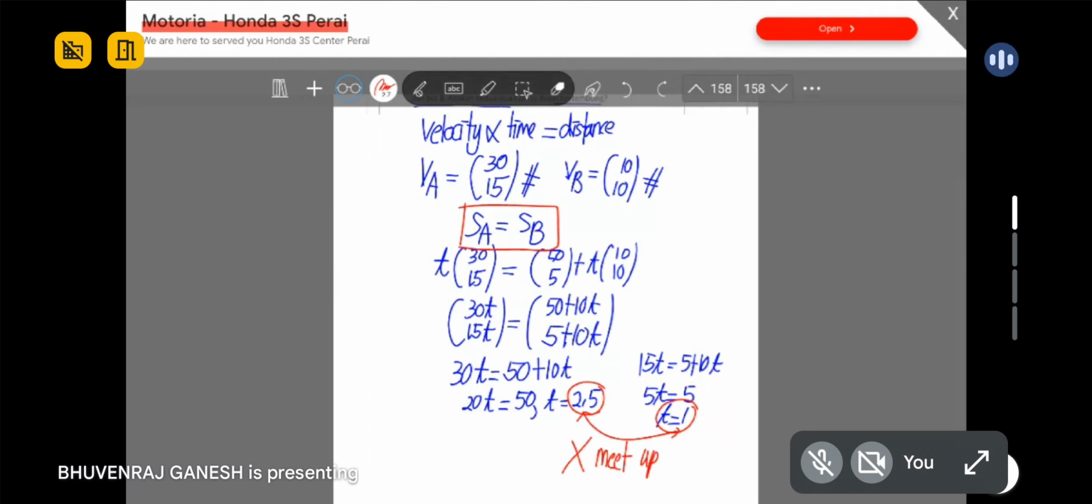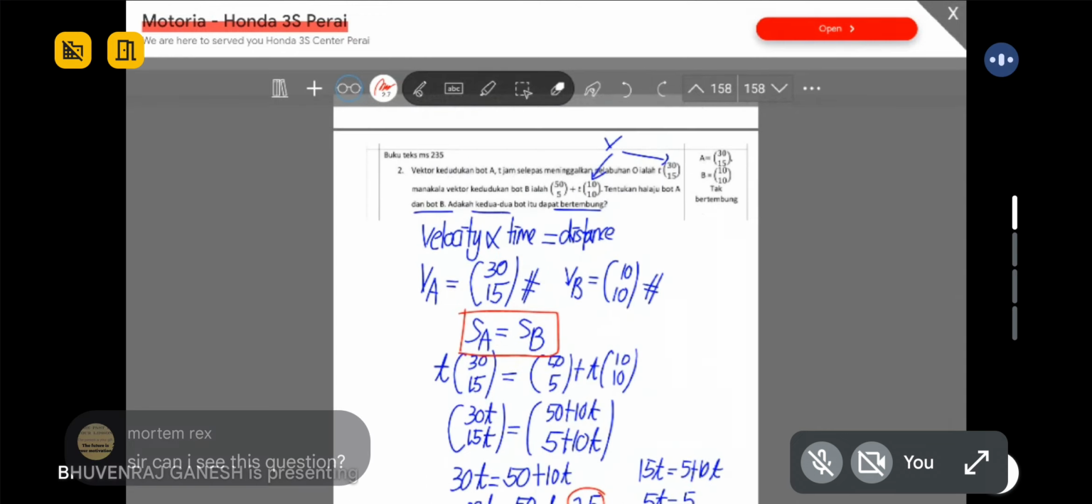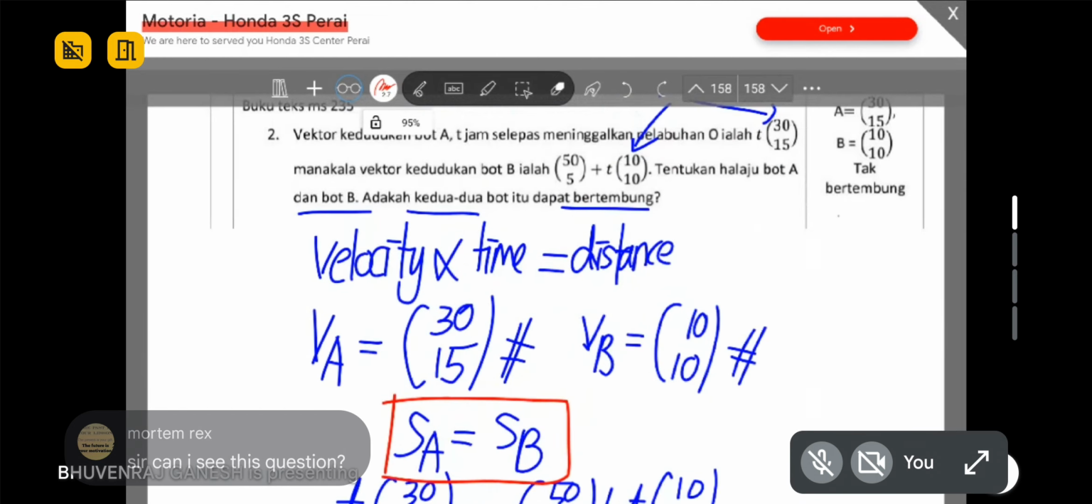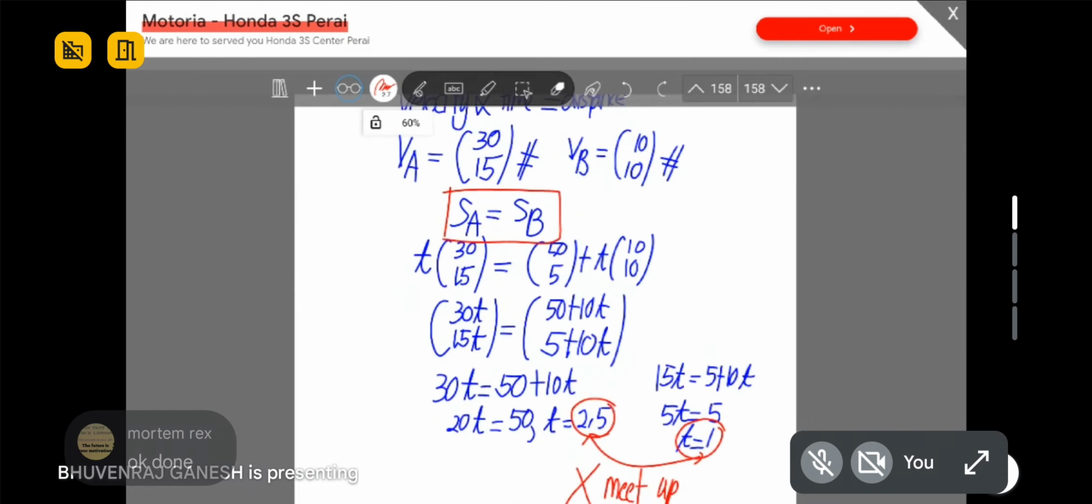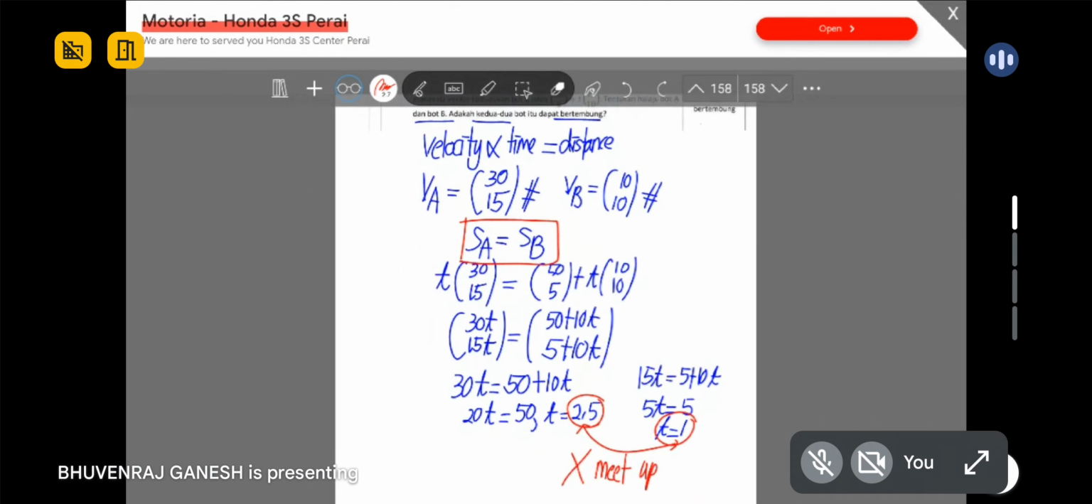So yeah, this is basically about vectors lah. Once you're done, take picture, tell me, guys. Okay, can. If you want to understand better, you can draw out the vector. Then you will understand why they never meet up. You can do it that way also. All right? Okay, then take picture, guys. Sudah ambil gambar? Done, right?